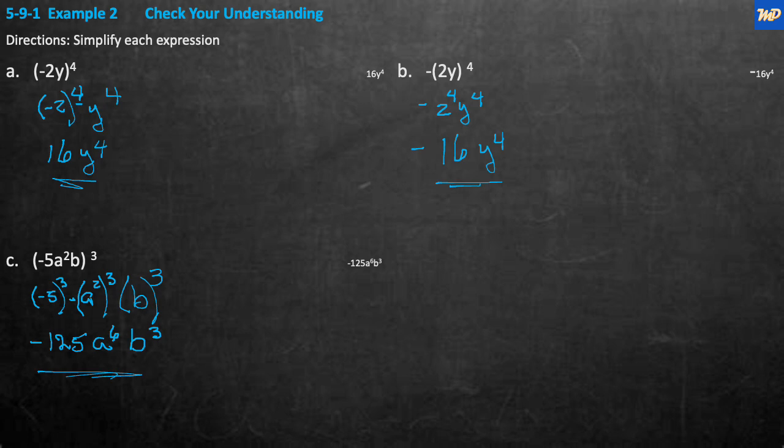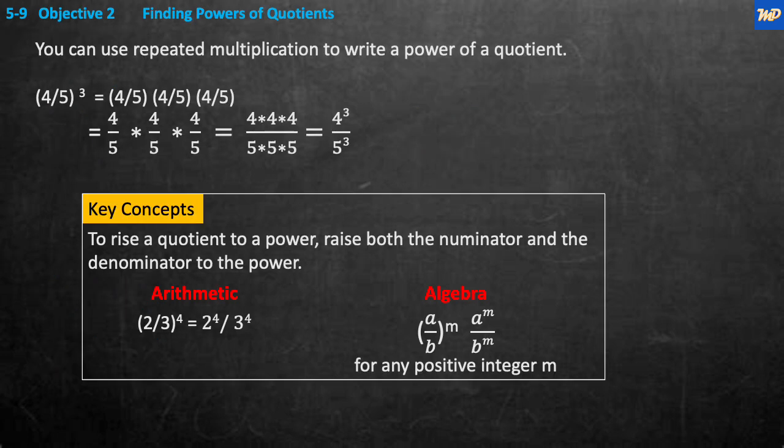Very good. So we just looked at raising powers of products, or finding powers of products in Objective 1. So here in Objective 2, we're going to find powers of quotients. And it says you can use repeated multiplication to write a power of a quotient. And that's what we're doing. You'll see it right here, repeated multiplication.